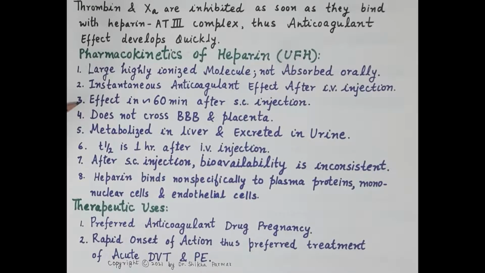Anticoagulant effect is produced within 60 minutes after the subcutaneous injection of heparin. Heparin does not cross the blood-brain barrier, and it also doesn't cross the placenta, and therefore it is the anticoagulant of choice in pregnancy. Heparin is metabolized by an enzyme called heparinase in the liver, and fragments are excreted in the urine. Half-life of heparin is about 1 hour after the intravascular injection. After subcutaneous injection, the bioavailability is inconsistent.